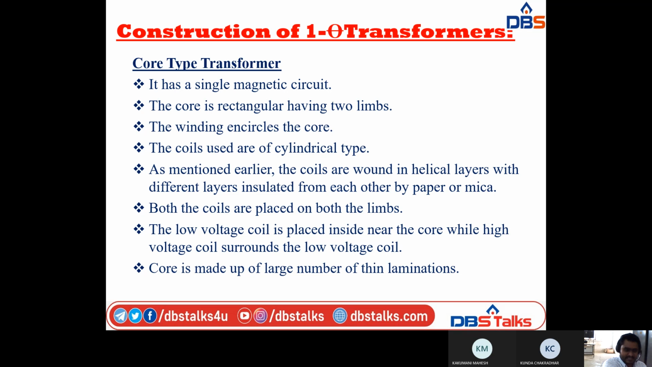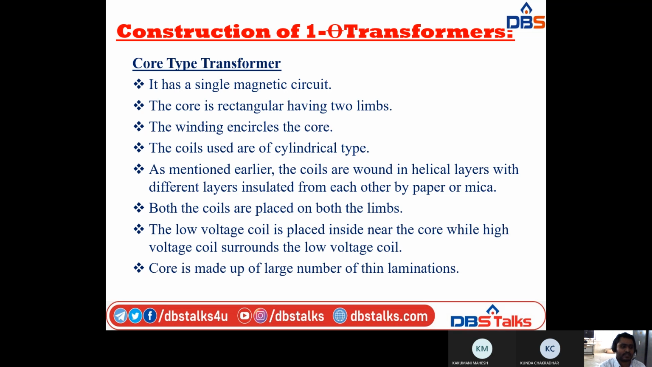Previously, when I discussed the transformer, I talked about the cylindrical concentric coil. That's why in the core type transformer, cylindrical type coils are used. As mentioned earlier, the coils are wound in helical layers, with different layers insulated from each other by paper or metal. This is already discussed in the basic transformer construction.